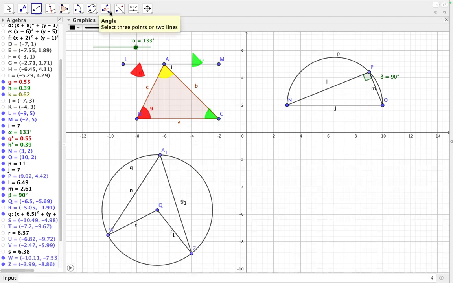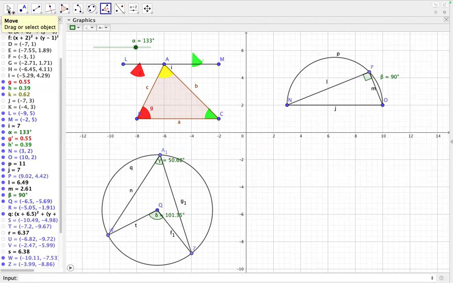Okay. Then we'll go to angles and find the angle WA1Z, which has a current value of 50.68. Then we'll find the angle that is created at K here, which is the center of the circle, which is currently 101.35. Now, this is where the theorem comes in. So let me move this down a bit.